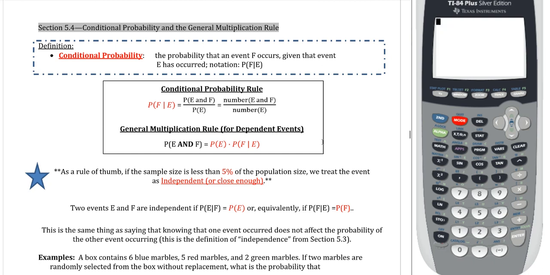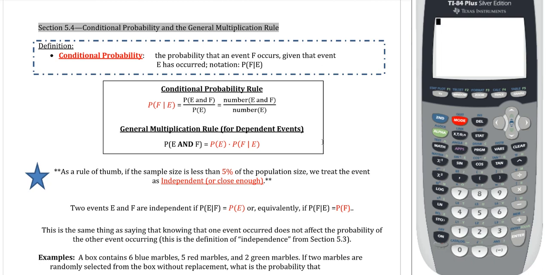In this video, we're going to be going through section 5.4 in Math 1040, Conditional Probability and the General Multiplication Rule. We're going to be continuing where we left off in 5.3, where we talked about how to deal with the multiplication rule, and what we're going to be dealing with is how to deal with situations where you have dependent events. In order to talk about dependent events, we're going to be discussing conditional probability.